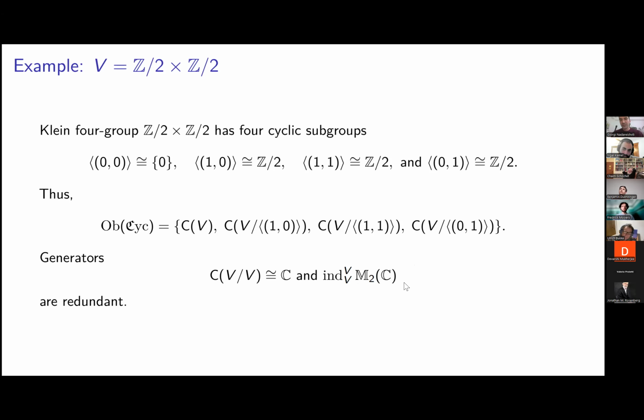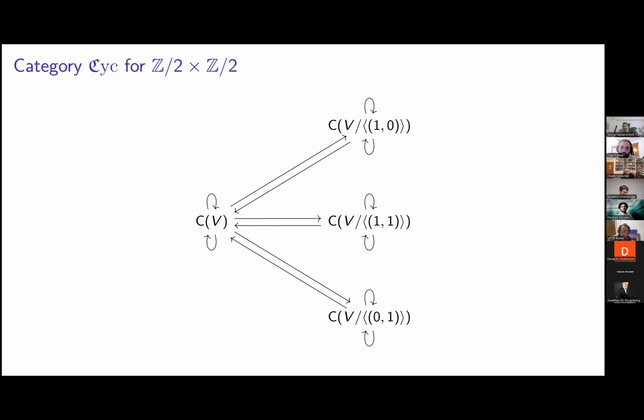If you didn't know the result, you'd probably also have to consider, and this is the road taken, as I said, this generator, which further complicates things. But it turns out these generators are redundant, and these things already generate the thing. And here is the diagram of that, after Evo's results, this thing is calculated.